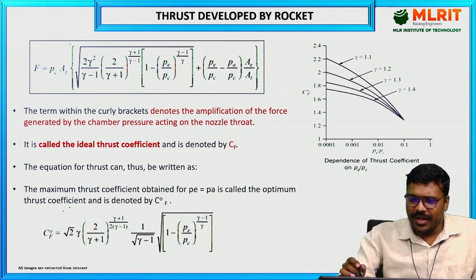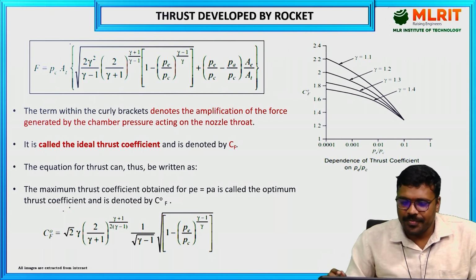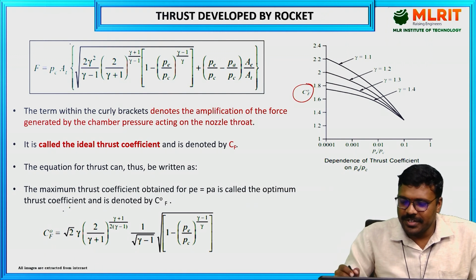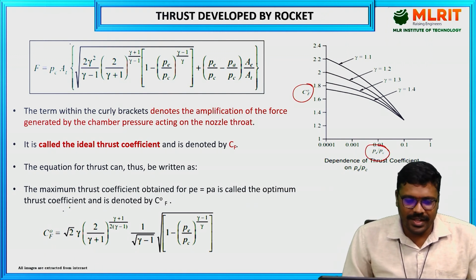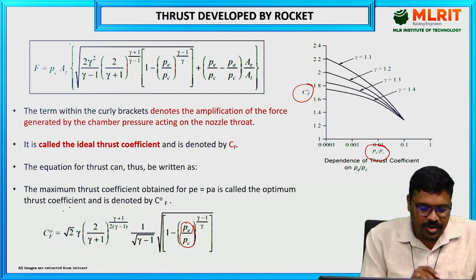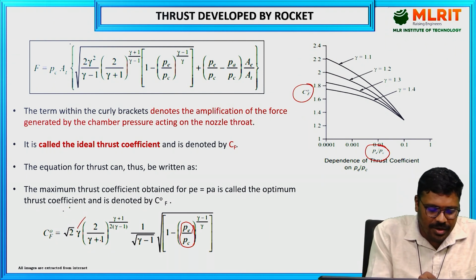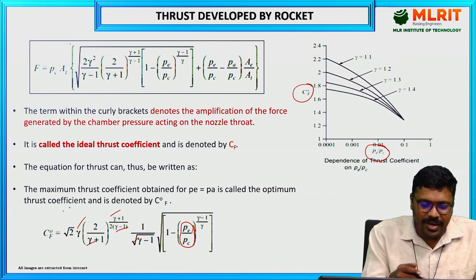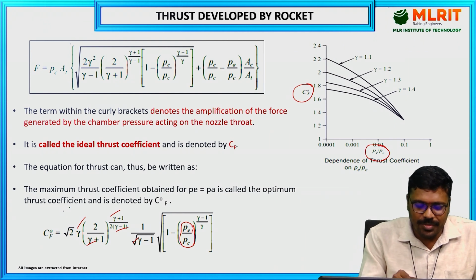Okay, here you can also go through this graph. Here this ideal thrust coefficient depends on the pressure ratio. See here, it has PE by PC, the exit pressure to the chamber pressure ratio. All remaining terms are gamma. The only term is PE by PC here.